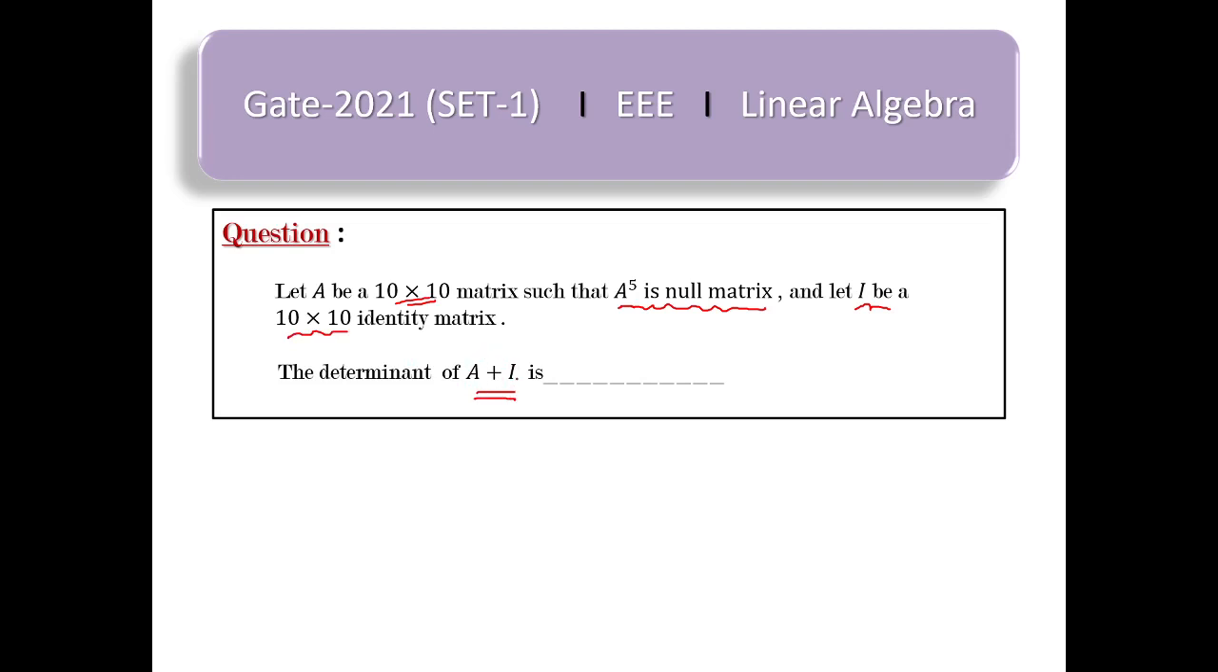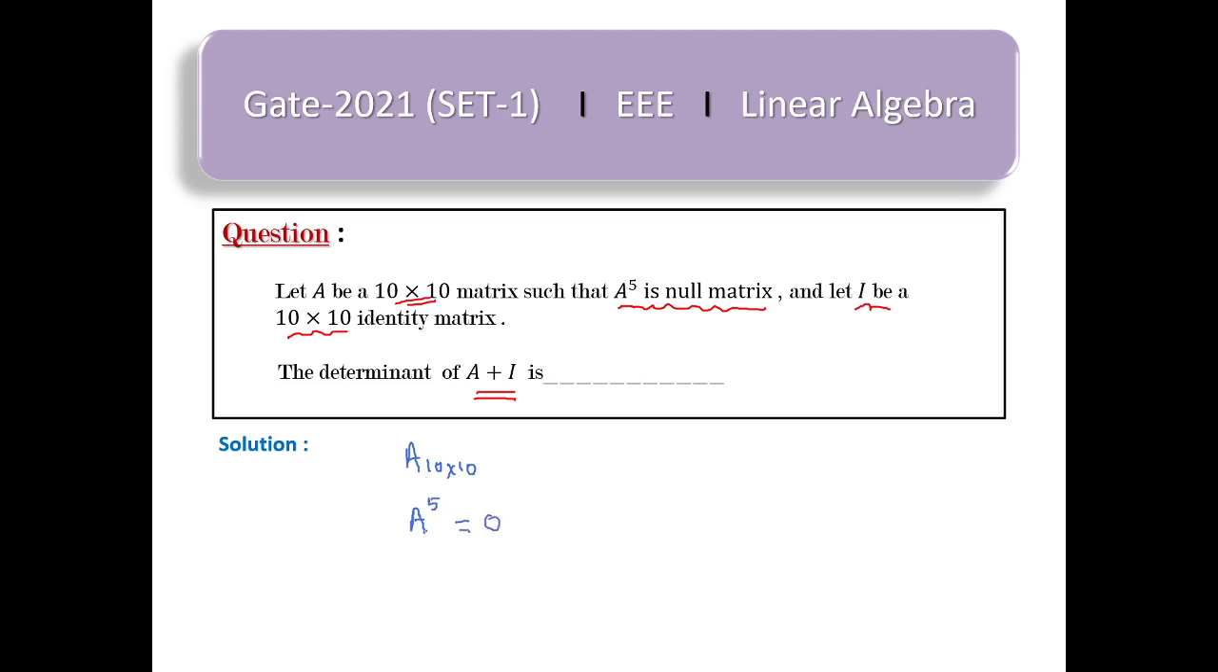I want to proceed with this by the concept of eigenvalues. That means the determinant of a square matrix is exactly equivalent to the product of its eigenvalues, right? So that is the concept I want to approach. First, what is given to us? A is of order 10 by 10. What kind of entries we don't know, but A power 5 is a null matrix.